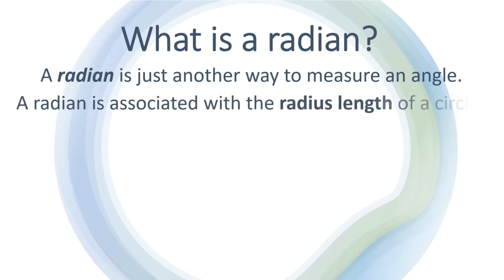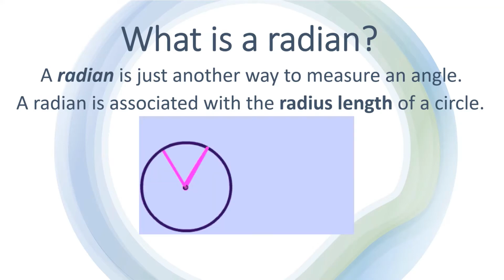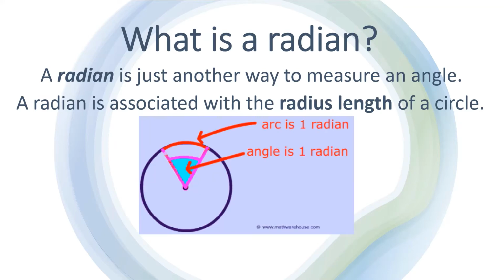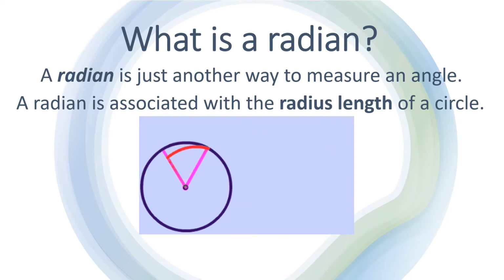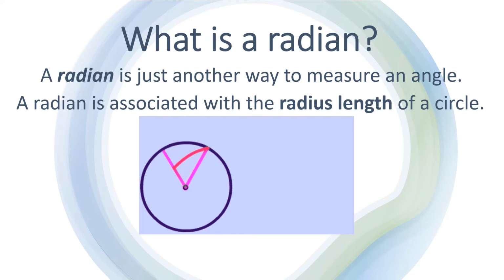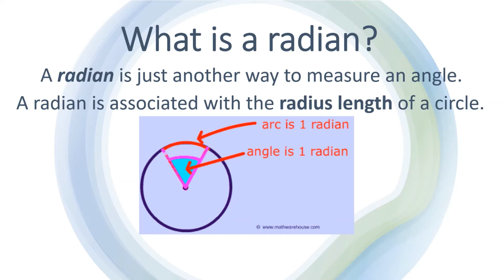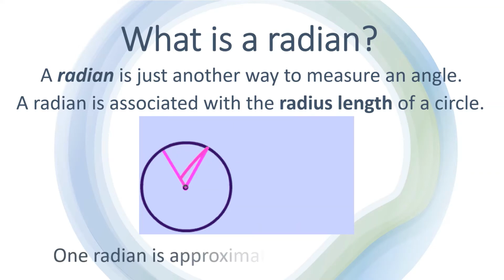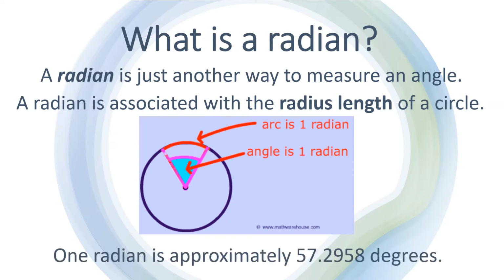A radian is associated with the radius length of a circle. Watch this little demo. Take the radius length of a circle and transfer it to the circumference of the circle. The same length would then create an angle that we call 1 radian. And you can see that a radian is much bigger than a degree. 1 radian is approximately 57.3 degrees.